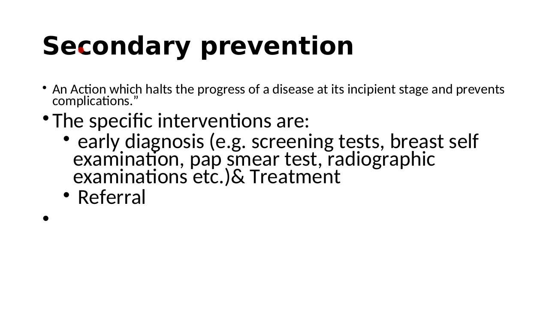Then we are done with primary prevention. We are on secondary prevention. What is all about this secondary prevention? This is an action which halts the progress of a disease at the curative stage. This is an action that normally halts or stops the disease at the curative stage. Remember the curative stage I talked about earlier.